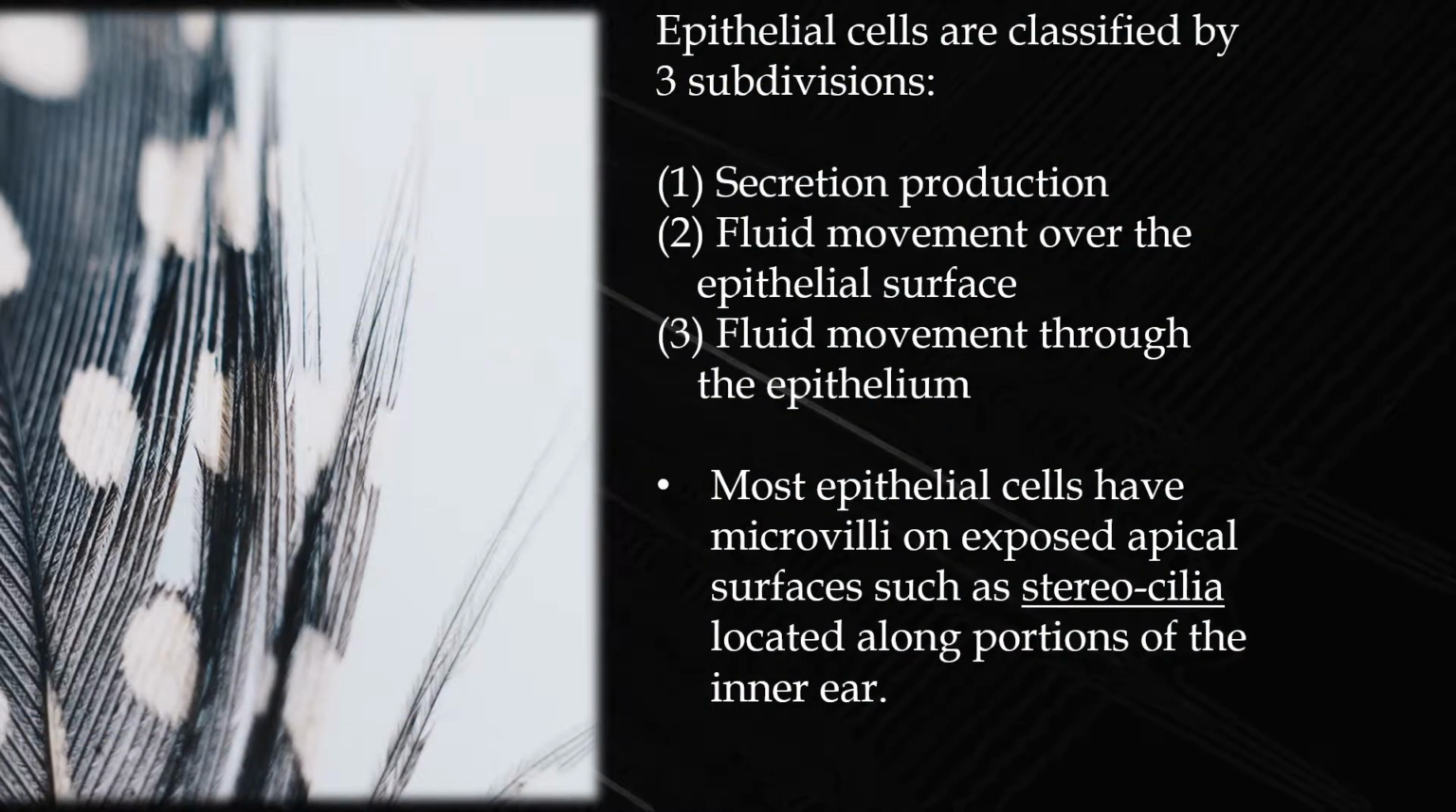Epithelial cells are classified by 3 subdivisions. 1. They produce secretion. 2. Allow for fluid movement over the epithelial surface. 3. Provide fluid movement through the epithelium. Most epithelial cells have microvilli on exposed apical surfaces, such as stereocilia, located along the inner portions of the ear.